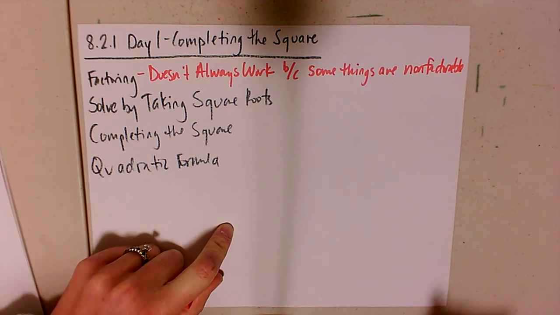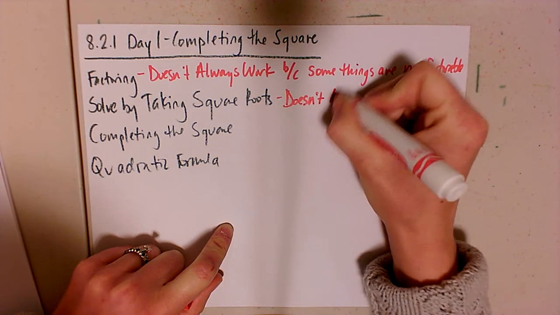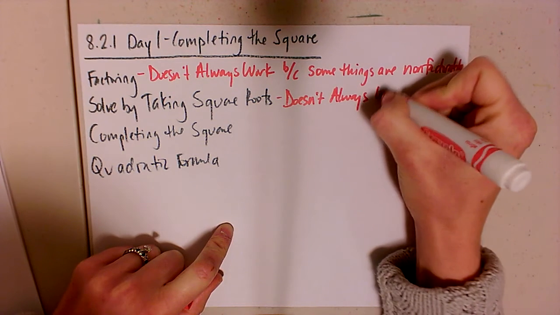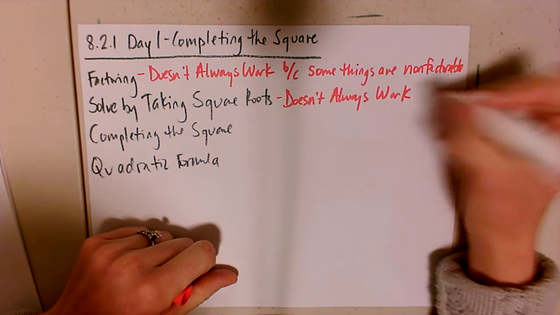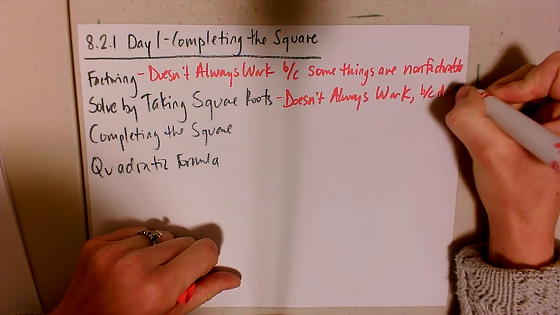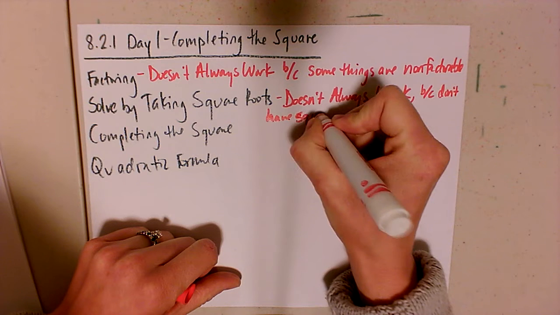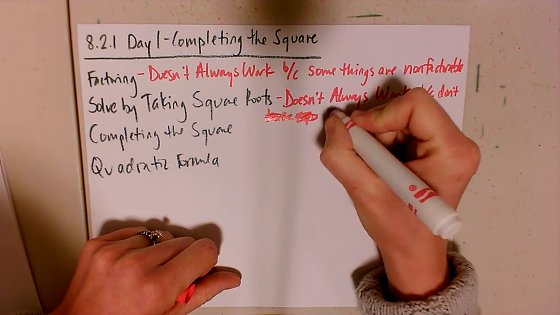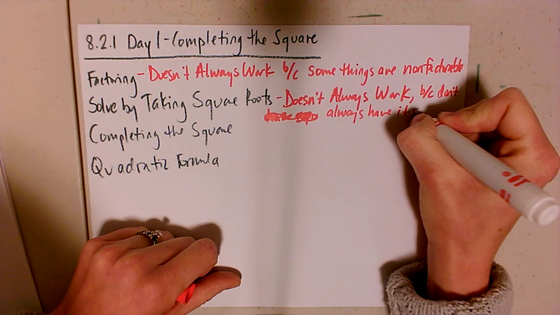Solving by taking square roots doesn't always work, because when you're solving by taking square roots, it has to be set up perfectly so that you can have a square root that you can get by itself. So we can say it doesn't always work because we don't always have it set up that way.